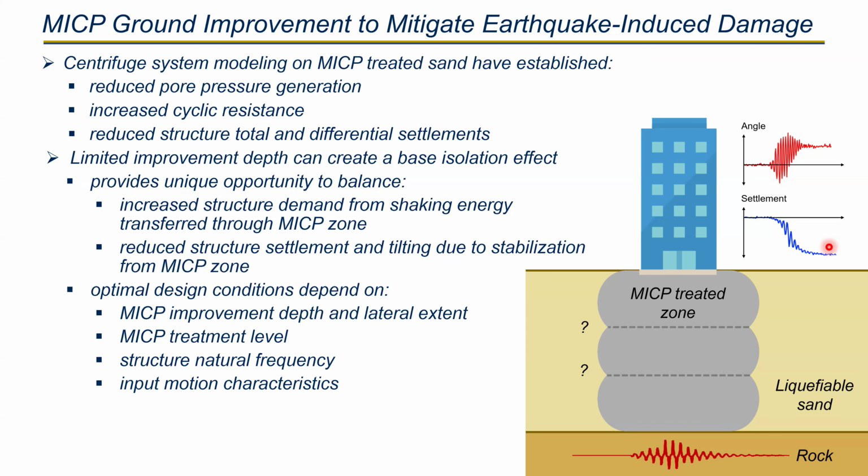And for practical design practice, we need to consider these things. First, the MICP improvement depth and lateral extent, like how deep or how far should we treat; the MICP treatment level, how much do we want to improve the soil properties; what is our target structure's natural frequency; and what are the expected input motion characteristics. But in this study, we just focused on the MICP improvement depth.